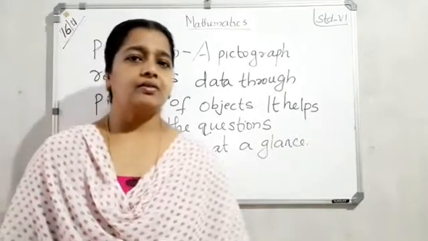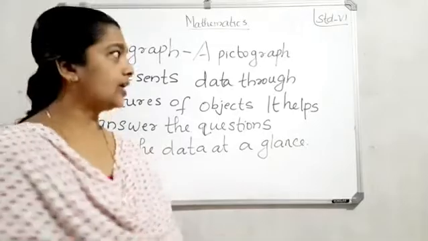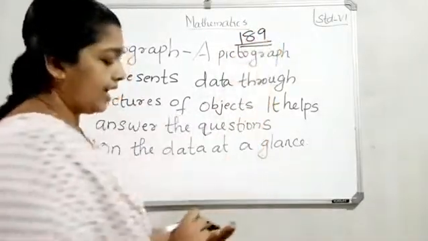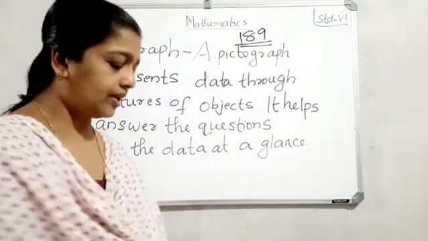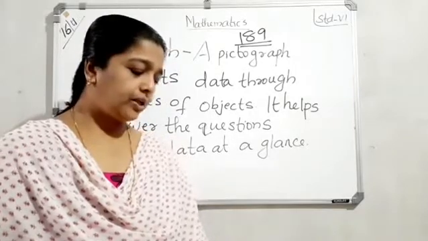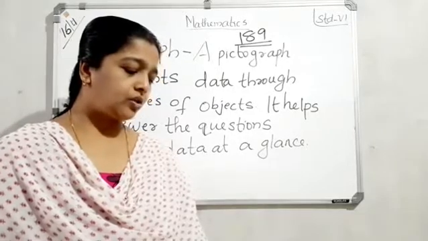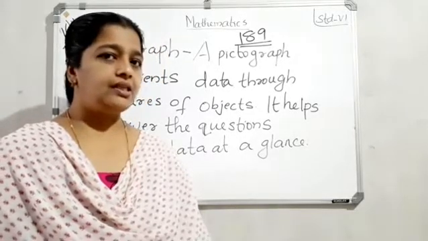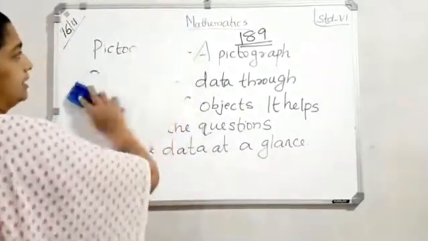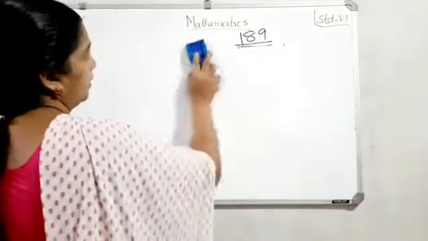First complete the definition, then you can take the textbook, page number 189. Here, example 3. All of you open your textbook. The following pictograph shows the number of absentees in a class of 30 students during the previous week. This is the question, and the data is given through pictures.